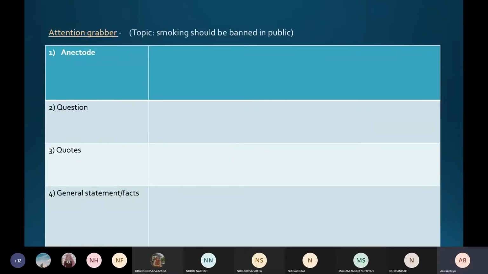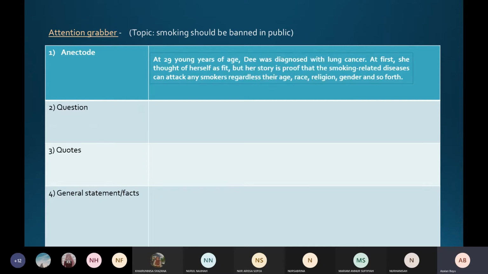this one, yeah. Okay, I am a topic, smoking should be banned in public. Okay, smoking should be banned in public. Kalau I gunakan anecdote ni maksudnya cerita. Sama ada cerita daripada pengalaman you ataupun cerita orang lain lah you boleh cari dalam internet. The story related to smoking. So I ambil satu cerita, this one.